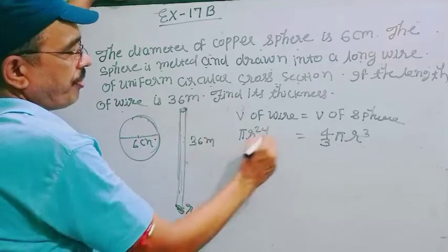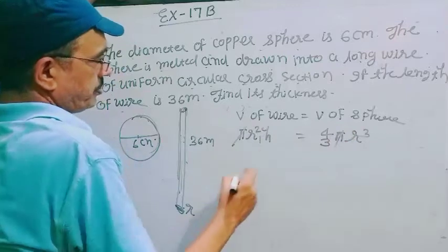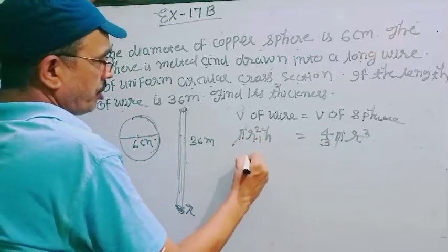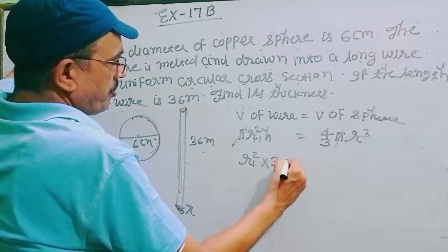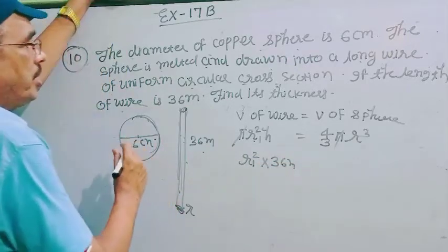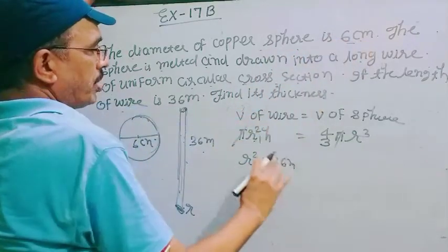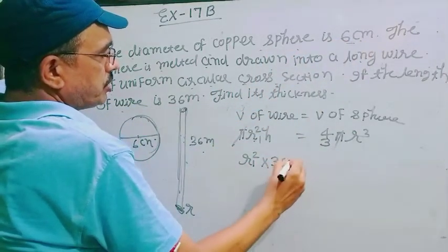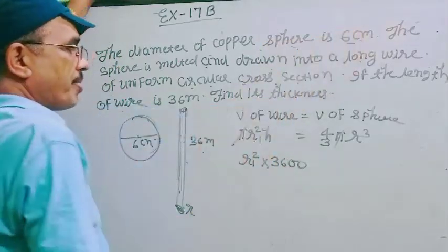Wire is always in the form of a cylinder. Now this pi and pi cancel. R1 square is not given. H is given, that is 36 meter. And here the radius of the sphere is 6 cm. So this meter is changed into centimeter because the radius of a sphere is given in cm.